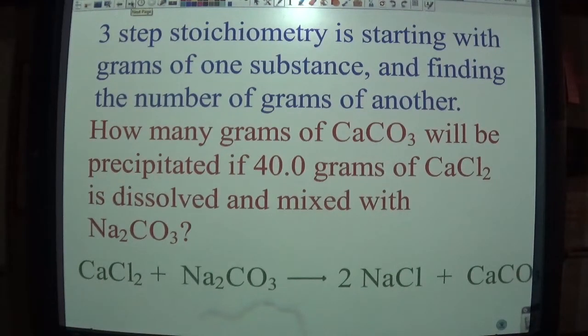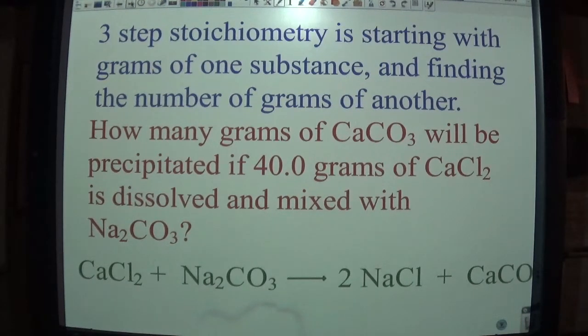So the reaction that I have written here for us to work on, I'll have again on the next page. I already balanced it and everything. Is how many grams of calcium carbonate will be precipitated if 40 grams of calcium chloride is dissolved in water and then mixed with sodium carbonate.